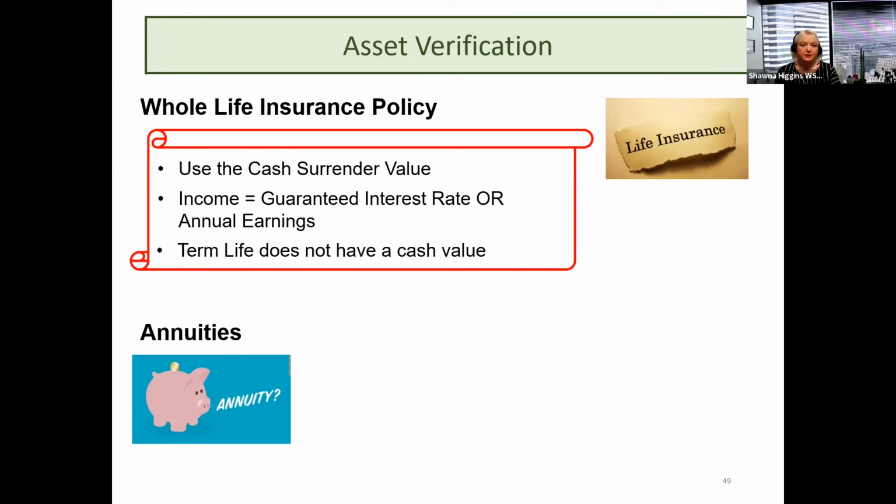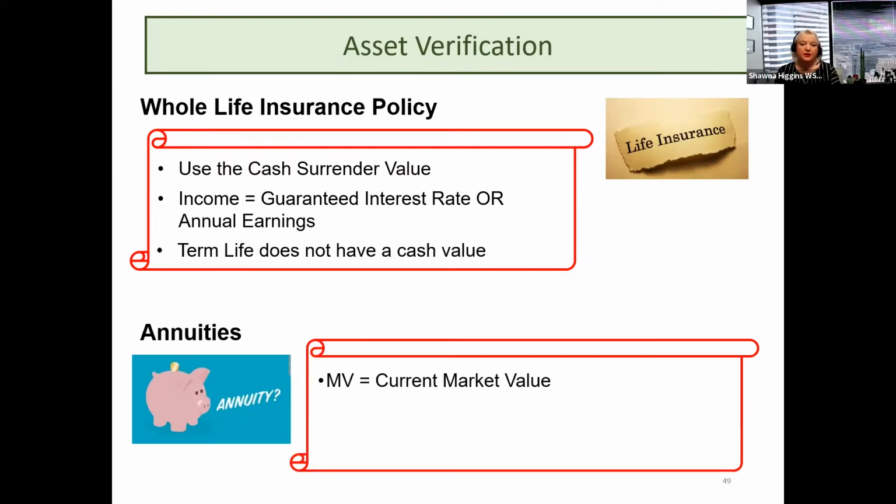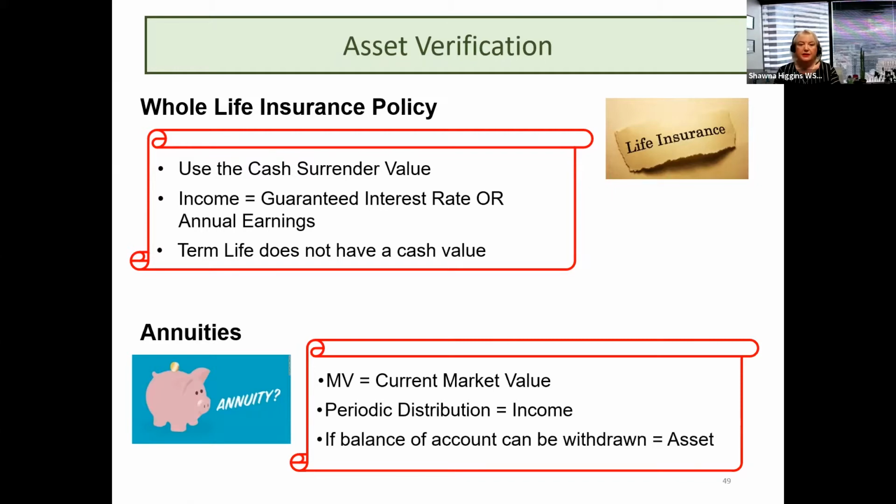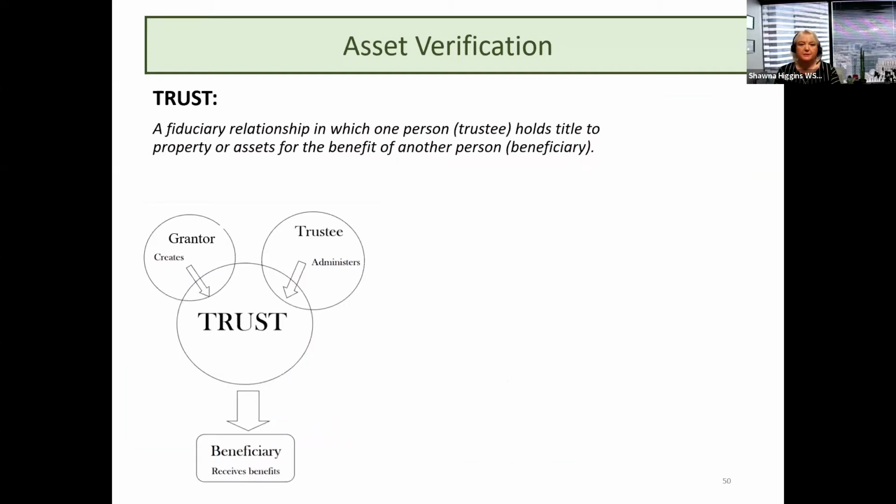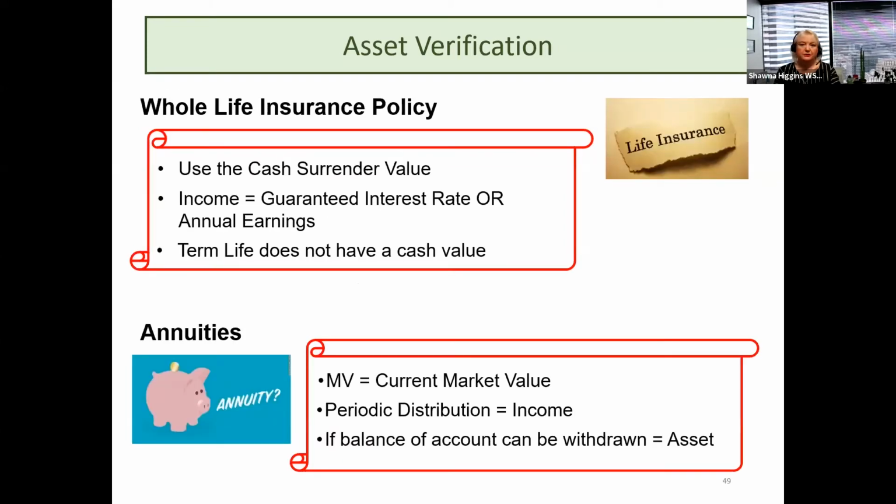All right, so we're going to jump into annuities. The market value is the current market value of the annuity. If you get periodic distributions, you're going to consider it income. And if the balance of the account can be withdrawn, it would be an asset. But it's going to be either/or. So if they get periodic distributions, you're going to put it in the income and you're not going to count the balance. Were there any questions about those two? Everyone good? And it was clear as mud, right? Okay.